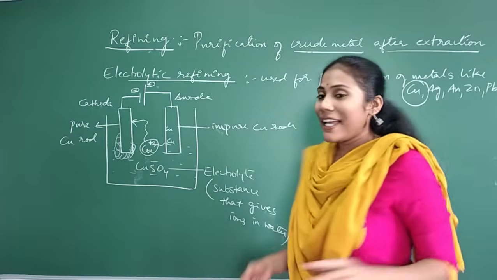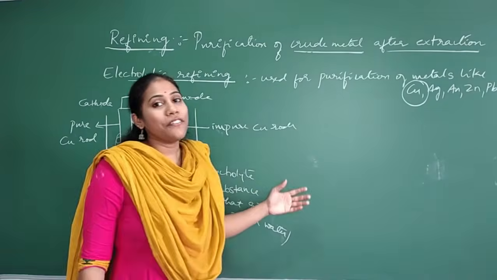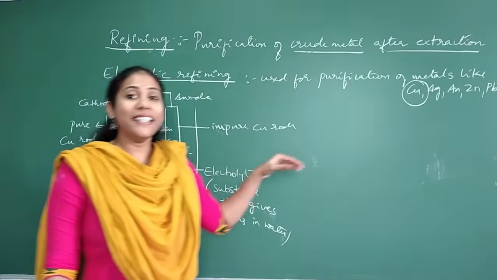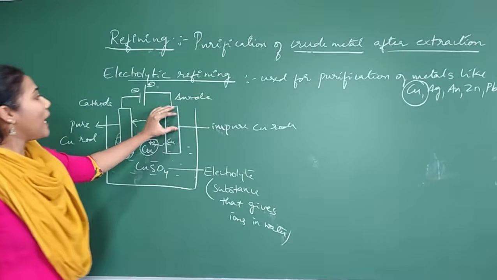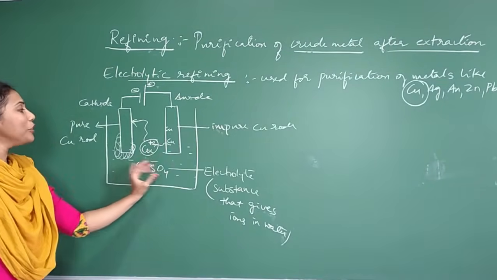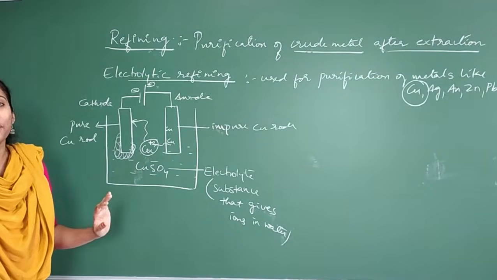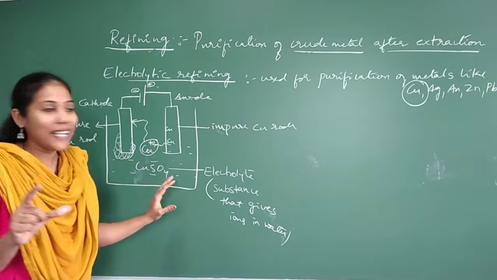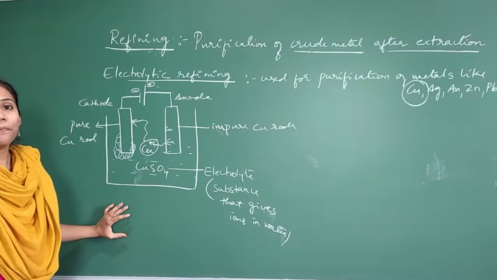So I have a visual here. The visual will explain in detail how copper comes from the anode and how the copper goes again to the cathode. So, understood the mechanism here. This is very important.